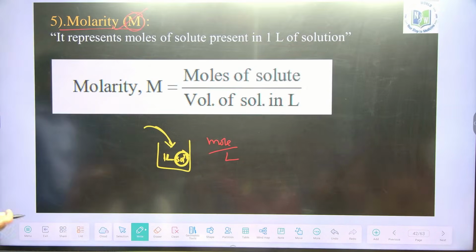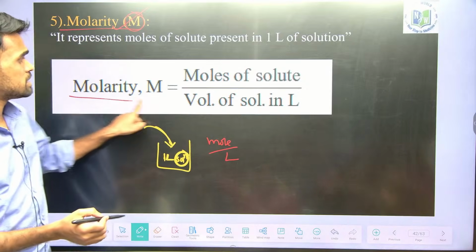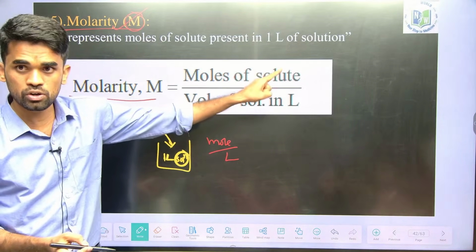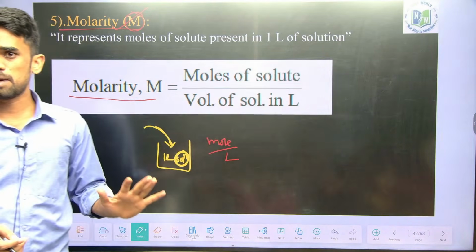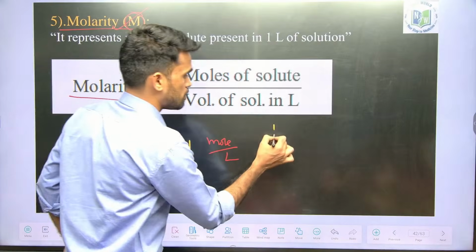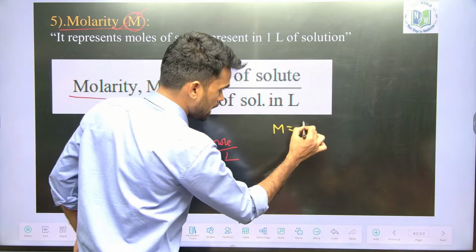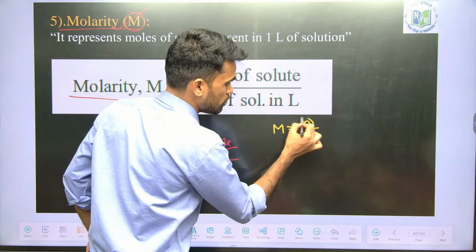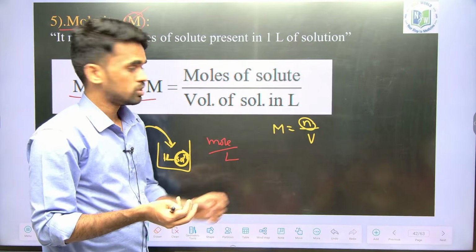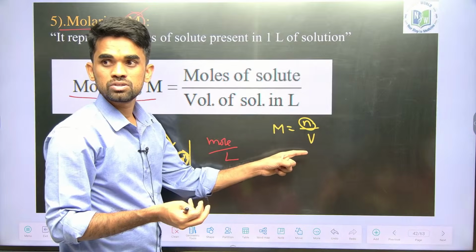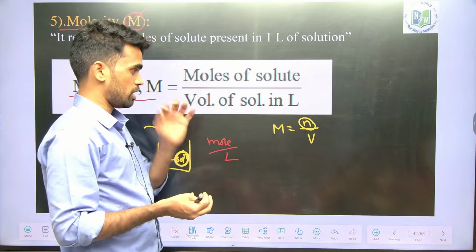Okay, next. How can you write this? M equals the number of moles of solute by the volume of solution in liters. Up to here it is clear. In short form I am writing M equals N by V. So what do we mean by N? The number of moles of solute. By? Volume of solution. Okay, up to here it is clear.